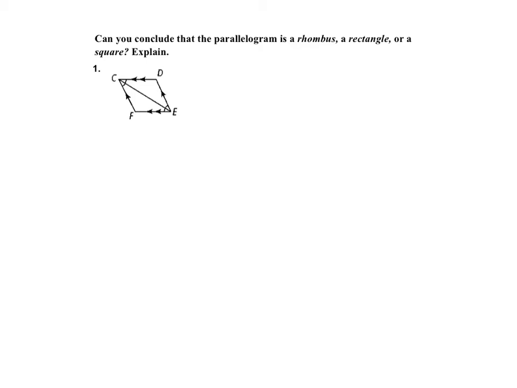My first one says, can you conclude that the parallelogram is a rhombus, rectangle, or a square? Explain. And again, remember that we're using the best description, right? So in this case, I have one diagonal that is bisecting two pairs of angles. So that diagonal is bisecting angle C and angle E. So that means that because of that it's a rhombus.